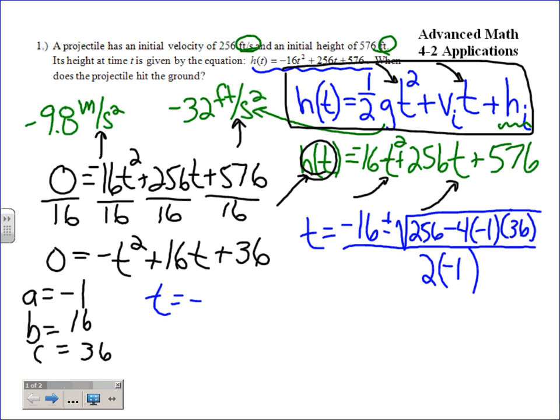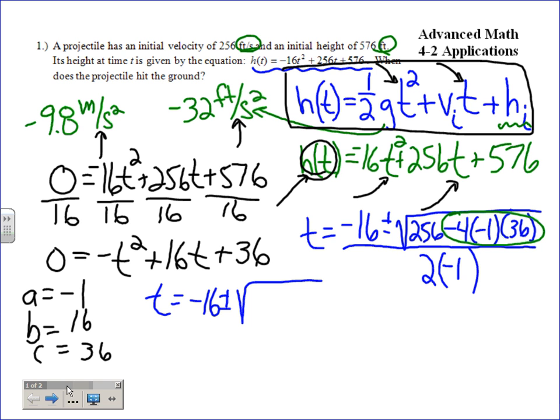t equals negative 16 plus or minus the square root. Well, we got 256. Now remember how I look at this portion. You can look at that portion however you want, but I look at that and I say, let's just figure out what the sign is going to be in the end. Negative, negative, positive. If you multiply that together, you're going to get positive. Okay, so that's how I do it.